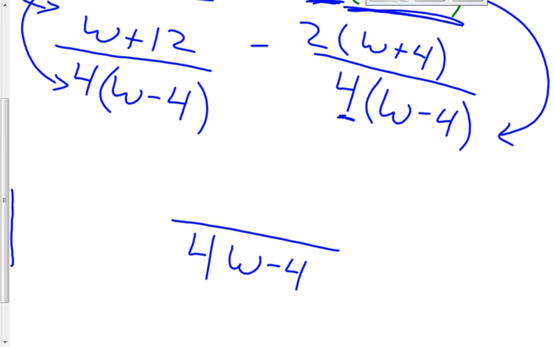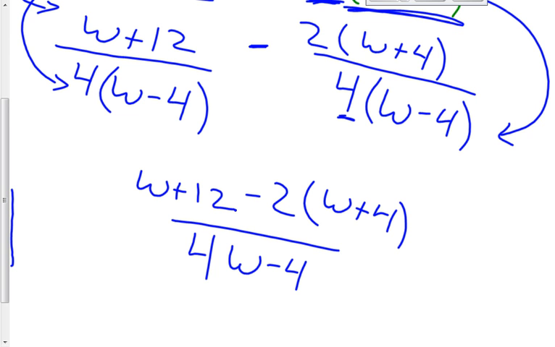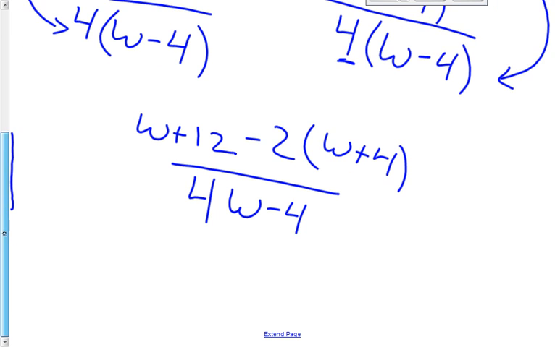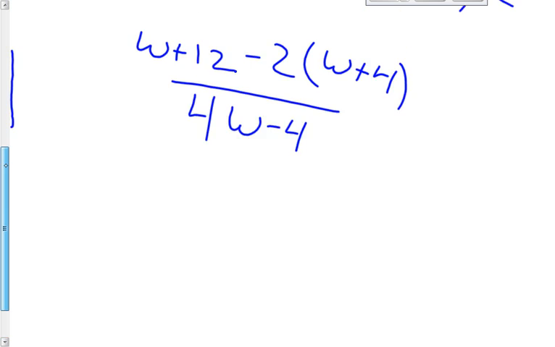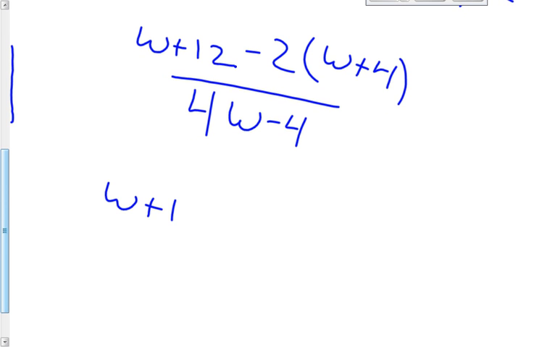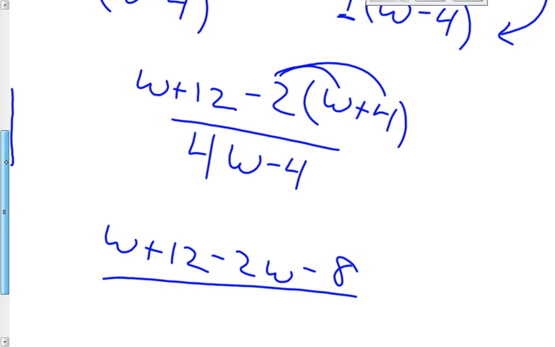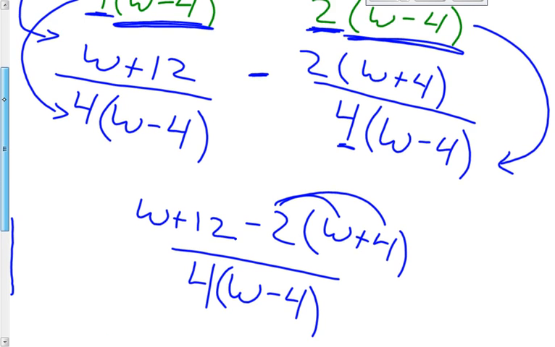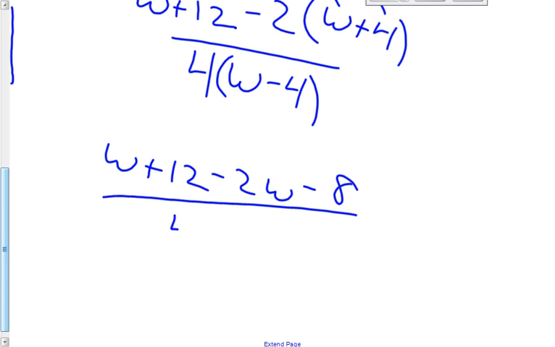And now we're simply going to add or subtract their numerators, which means W plus 12 minus 2 times the quantity, W plus 4. Make sure you remember that that negative sign comes with it. So now we're going to combine like terms, but first we have to distribute. We have this W plus 12 in the numerator. A negative 2 times W is a negative 2W. A negative 2 times a positive 4 is a negative 8. That is all over 4 times the quantity, W minus 4. Sorry, I forgot the parentheses there.